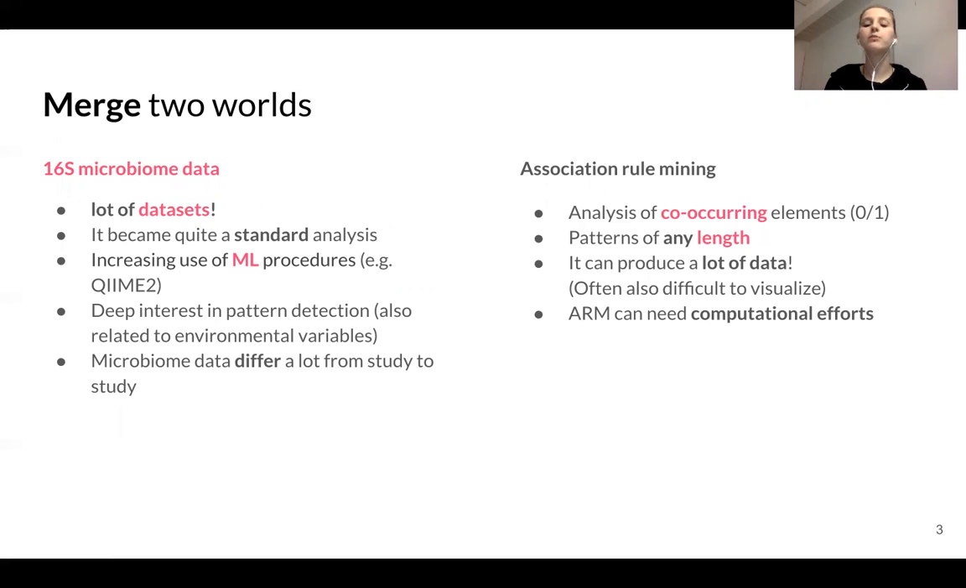On the contrary, it can produce a lot of data, often difficult to visualize, and can need computational efforts. At this moment, there are no assessments about ARM and microbiome data, but I would like to introduce this kind of assessment and show you how we can imagine the application of ARM for microbiome data, with an implementation of a Python library to directly use this technique on microbiome data specifically.